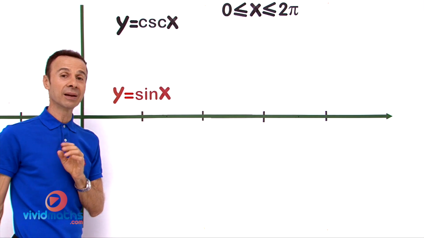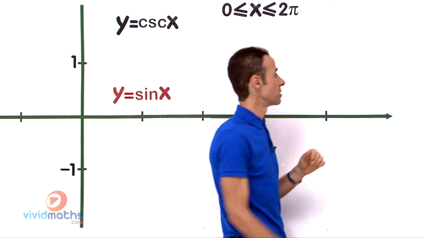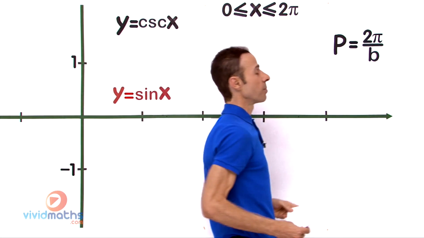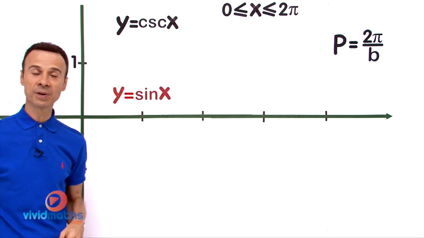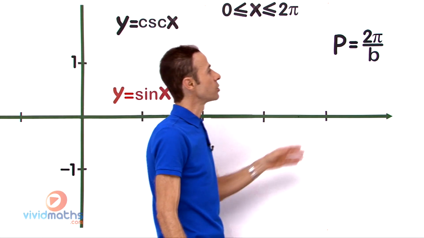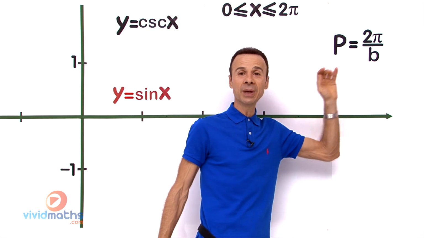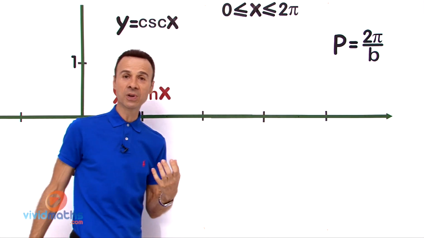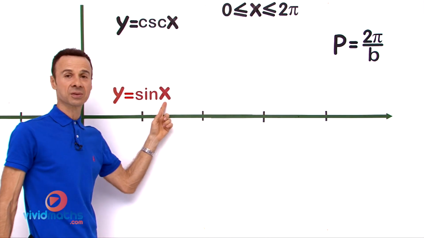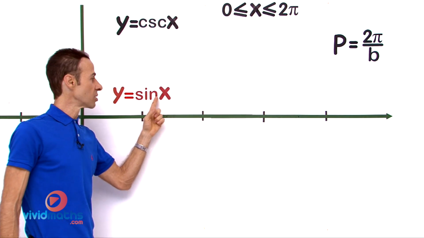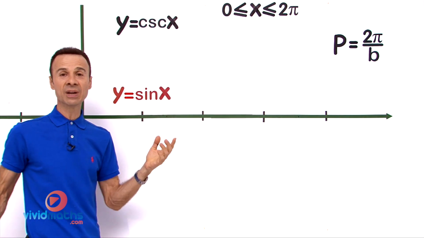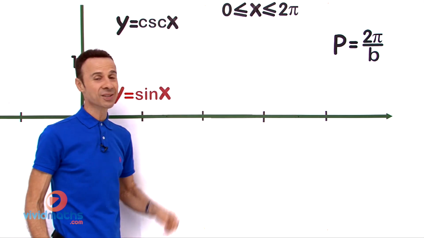Next thing is to work out their periods. Now the period, as I said, is the part that repeats itself over and over. And P, the period, equals 2 pi on B, where B is the number or the coefficient in front of the x, which is in radian measure. So right in front of there is the B. We don't have a number, so it's just a 1. So B is going to equal 1.